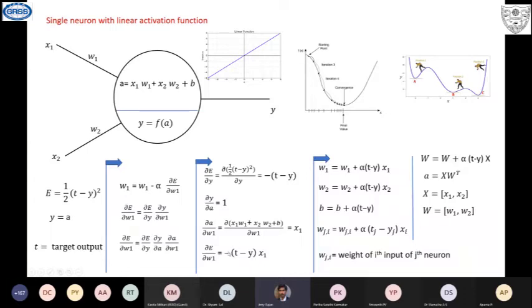If you substitute this value in this equation, we will get the weight updation formula. So this is how we are going to update w1, right? The new value of w1 will be the old value plus alpha into (t minus y) into x1. So we derived a weight updation formula for w1. Similarly, you can derive the weight updation formula for other parameters like w2 and b. This weight updation formula is also called the Widrow-Hoff learning rule, and this learning rule is based on the gradient descent algorithm.